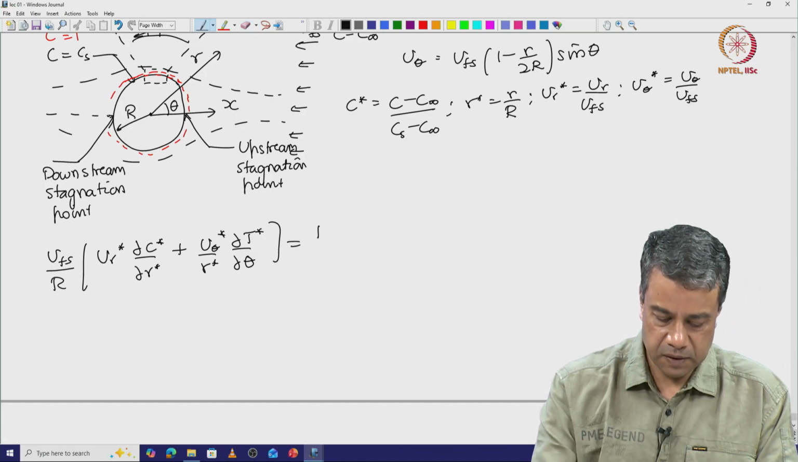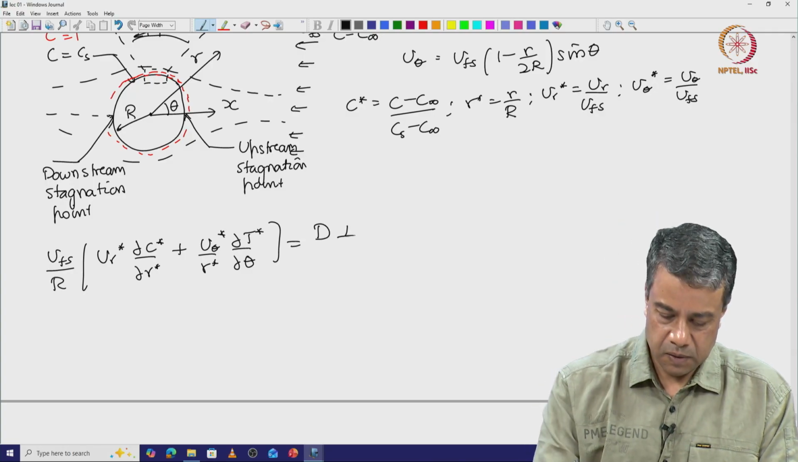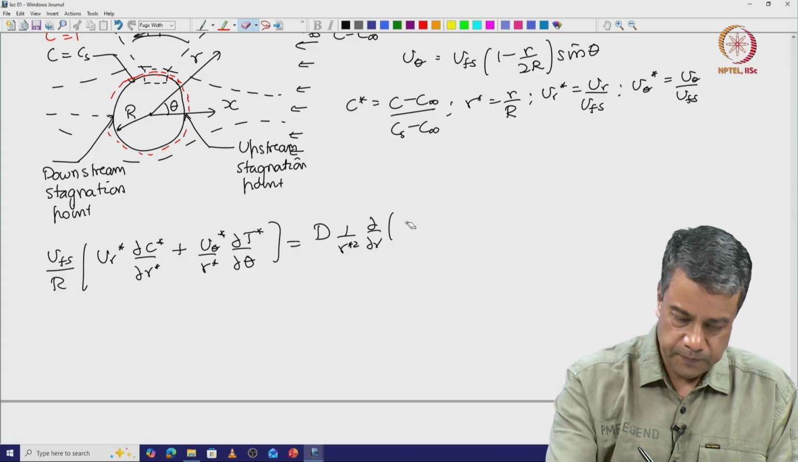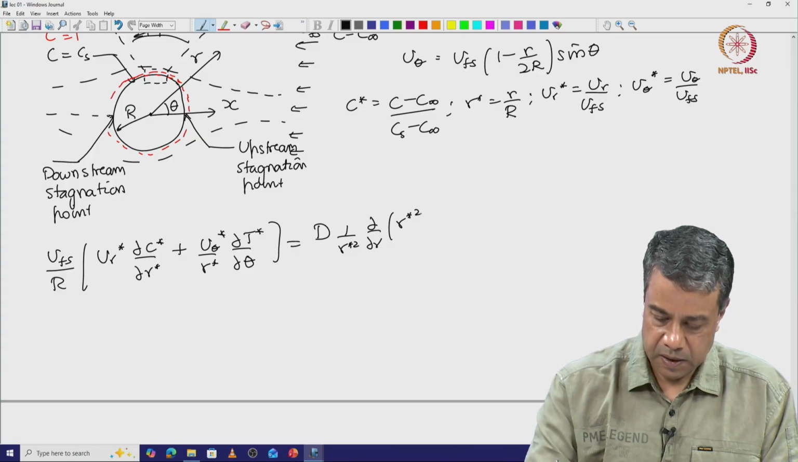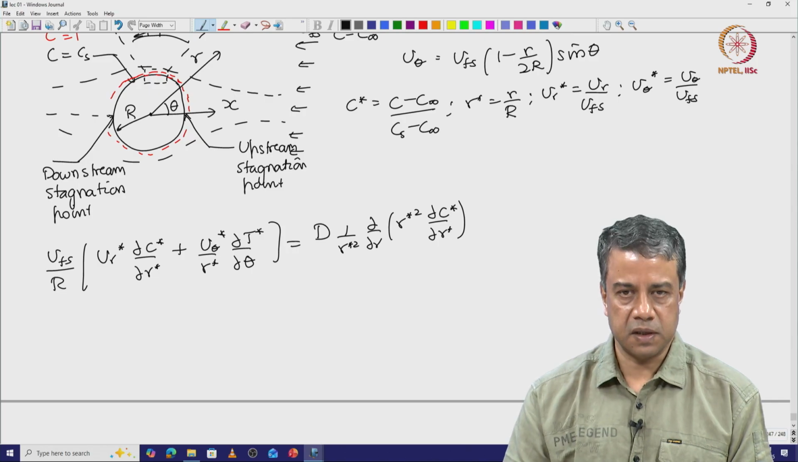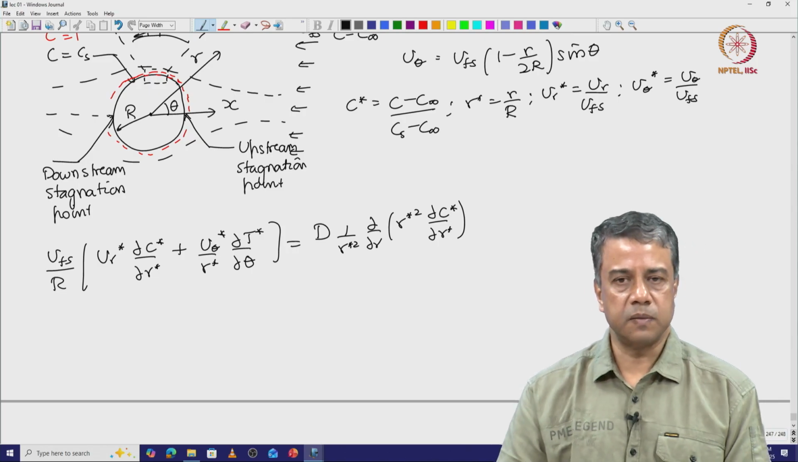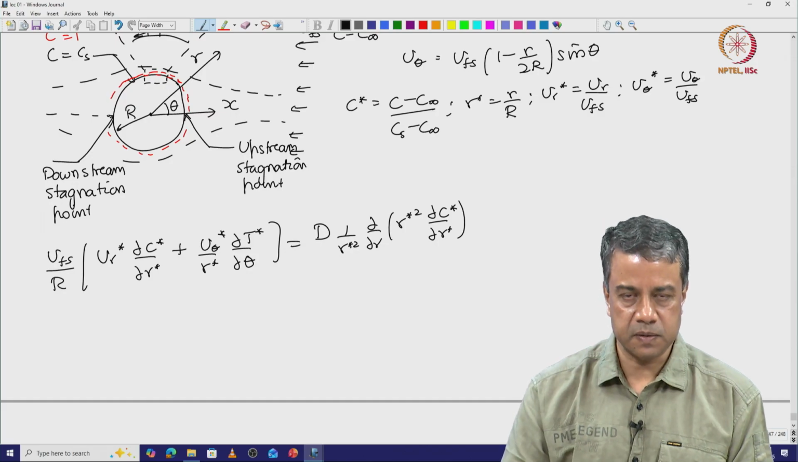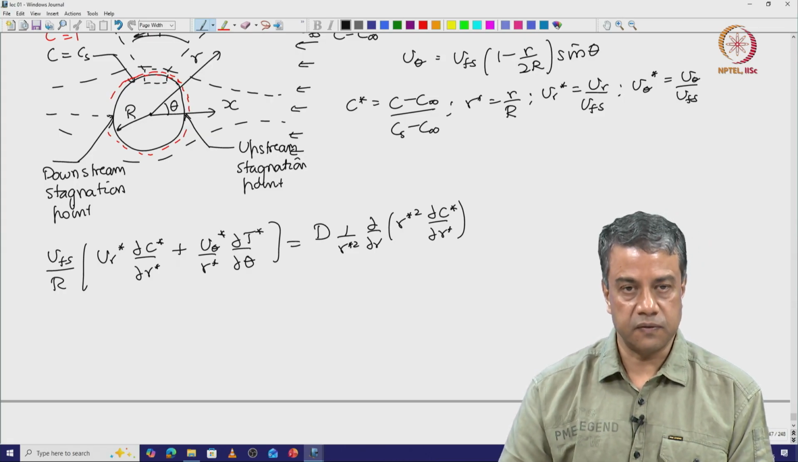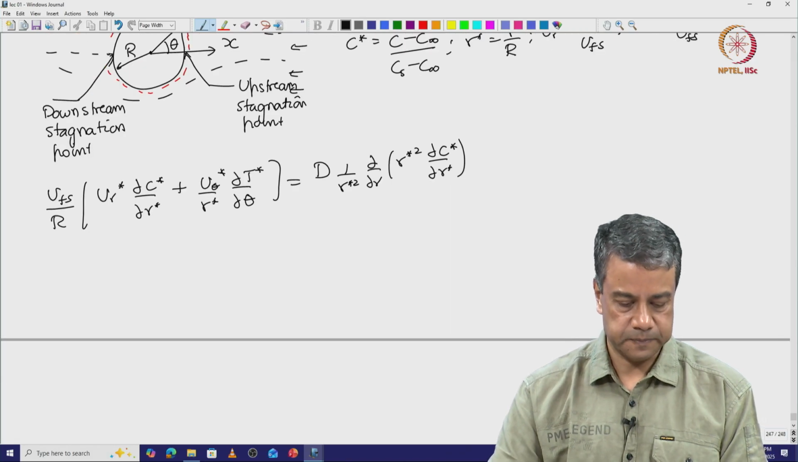This is equal to the diffusion coefficient into 1 by r square partial by partial r of r square partial C star by partial r. This is the diffusion term in the cross stream direction, and I neglect the diffusion term in the streamwise direction, because in the boundary layer approximation, diffusion in the cross stream direction, where the boundary layer thickness length scale is small, is much larger than the diffusion in the streamwise direction. So, I can neglect that.